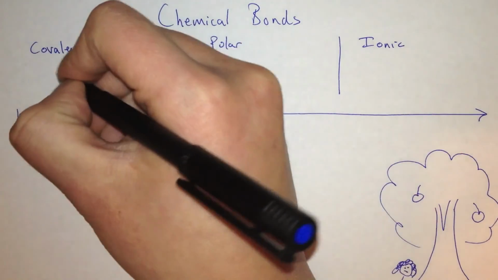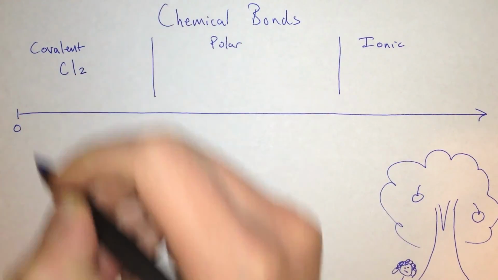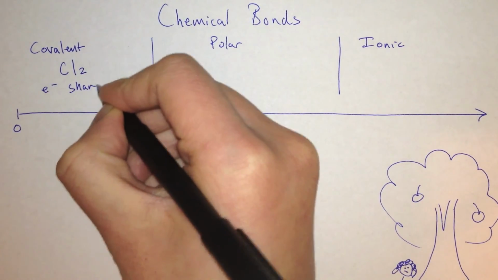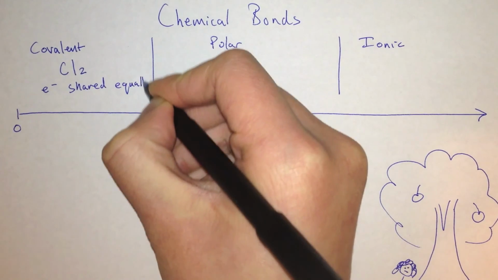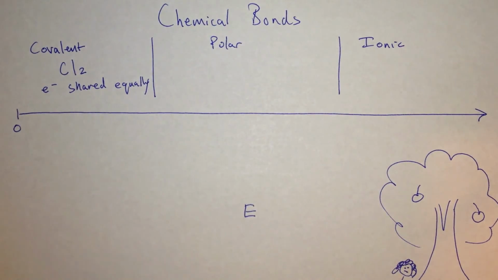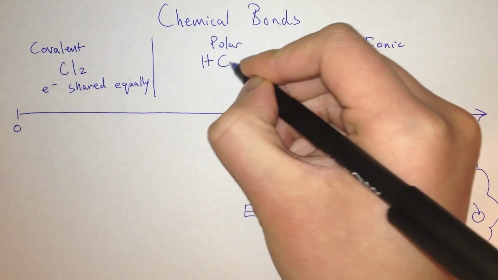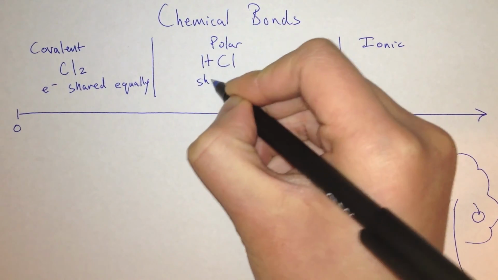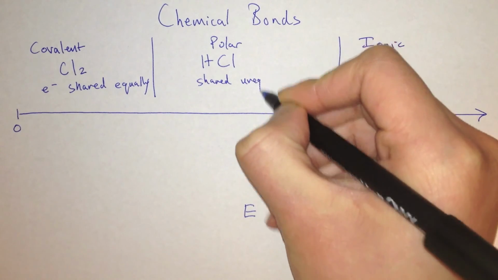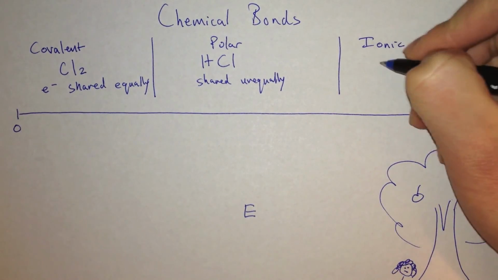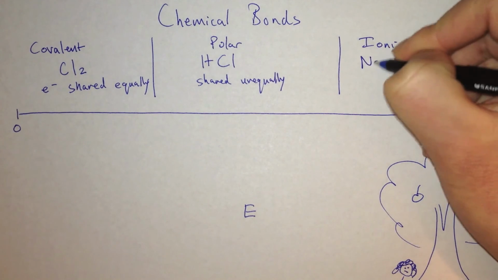Each one is different. In a covalent bond, for example Cl2, the electrons are shared equally. In a polar covalent bond, the electrons are shared unequally, for example HCl. And in an ionic bond, we say that the electrons are transferred.